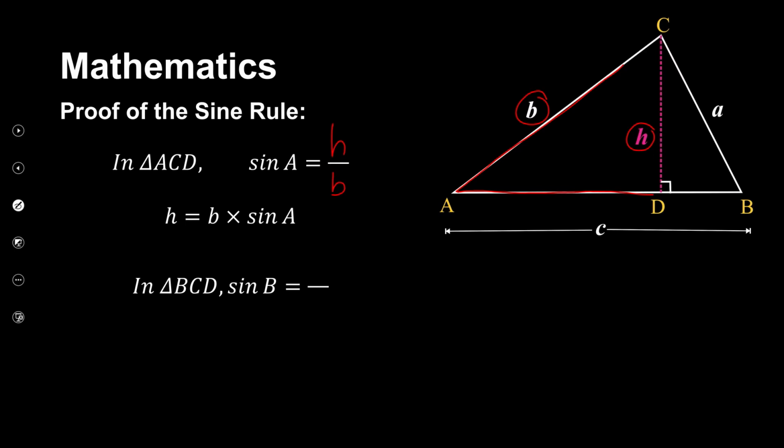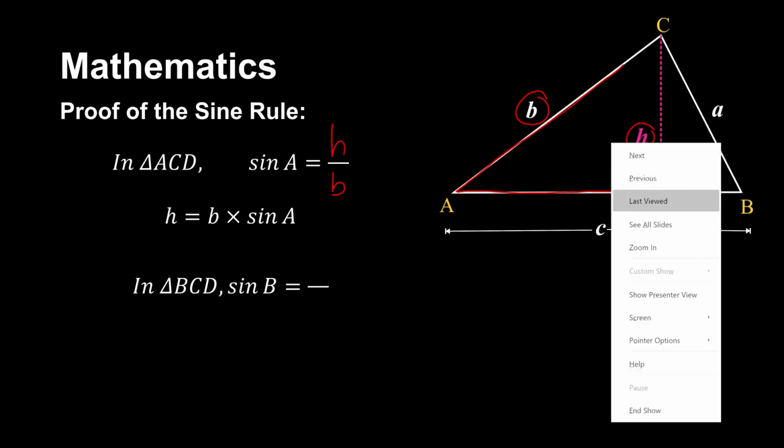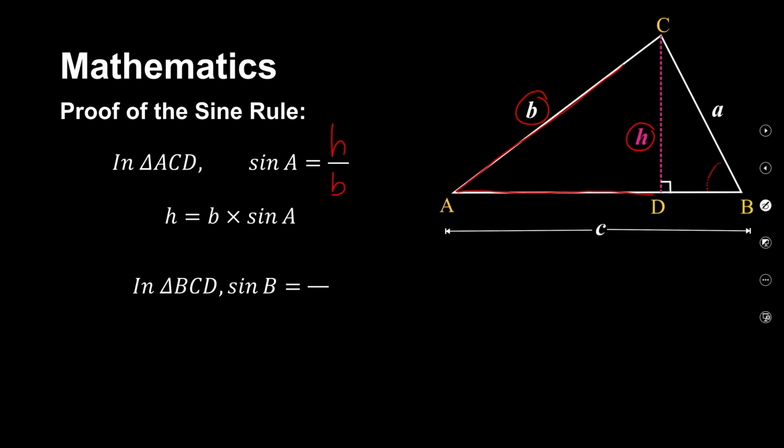Right, now we're going to look at the other triangle, this triangle on this side, BCD. So in triangle BCD, we're now going to write out the value for sine of B. And sine of B is going to be the opposite, but in this triangle, this is going to be the hypotenuse. So sine of B will be H over A. Let's write that down quickly. It's going to be H over A. Now we've got to just rearrange that again, to make H the subject of our formula, and we're going to end up with H is equal to A sine B.